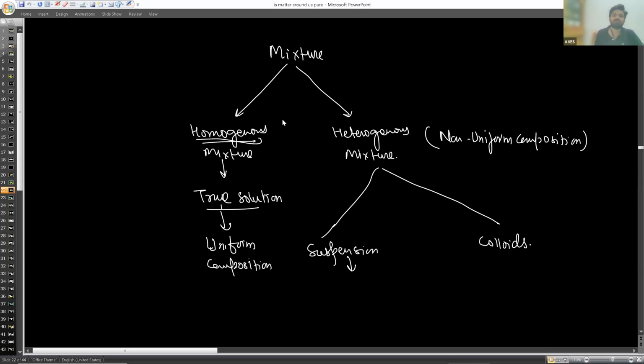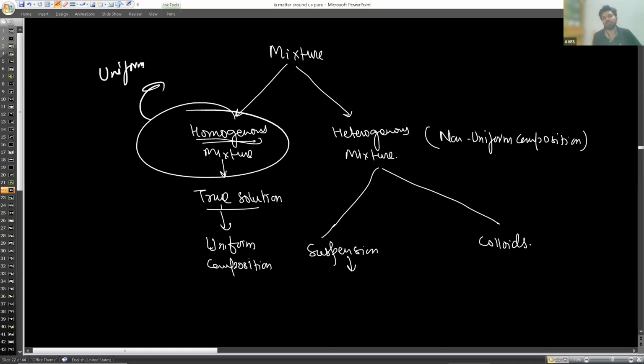If I'm talking about the homogeneous mixture, homogeneous mixtures are those mixtures that have uniform composition. Solutions are going to have uniform composition. What do you mean by the word uniform composition? Can anybody in the class tell me what uniform means? Uniform means similar, similar from all extent.